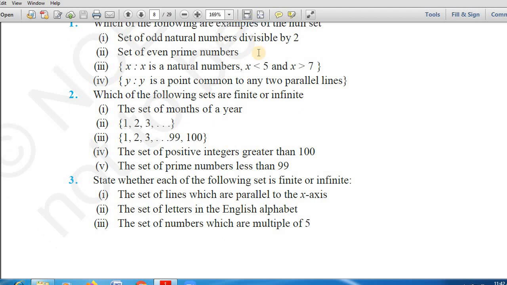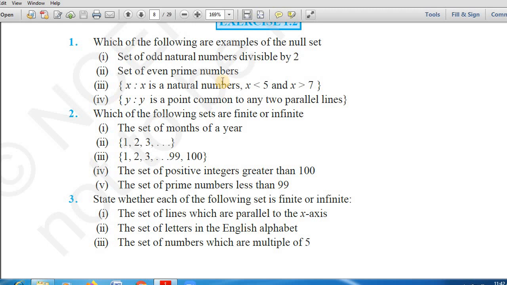Here in the exercise, a few examples. Look at here: set of odd natural numbers divisible by 2. Which of the following are examples of null set? Is it a null set? Set of odd natural numbers divisible by 2. Odd numbers are not divisible by 2, so obviously it is an empty set, a null set.